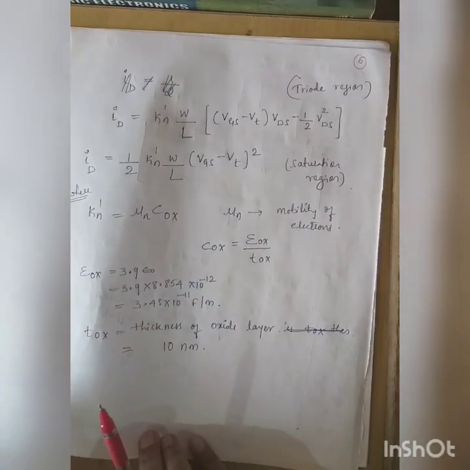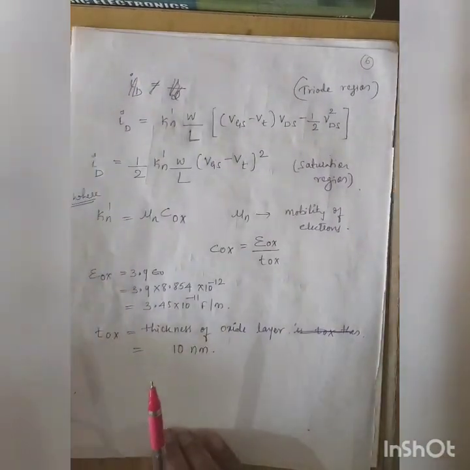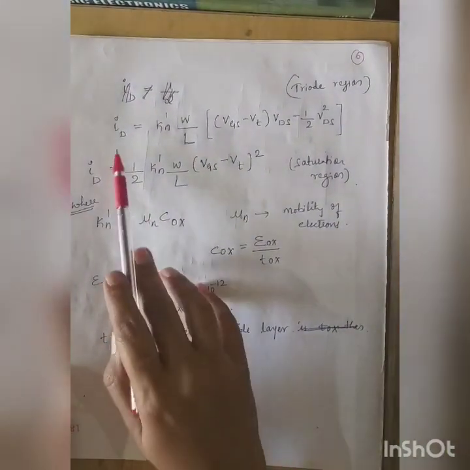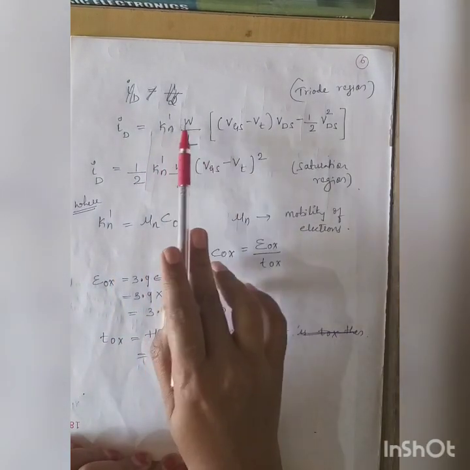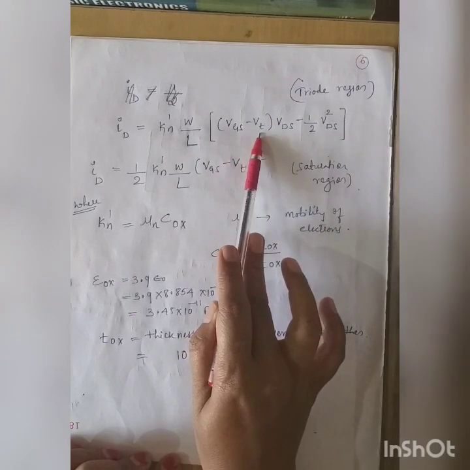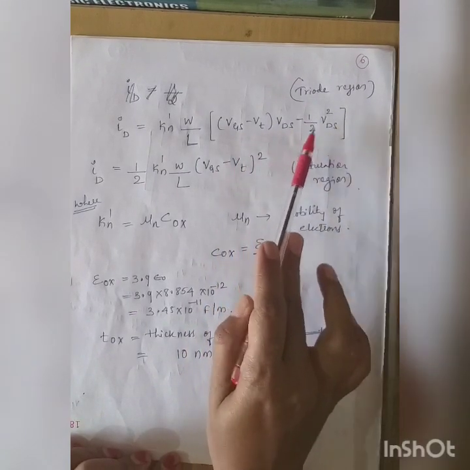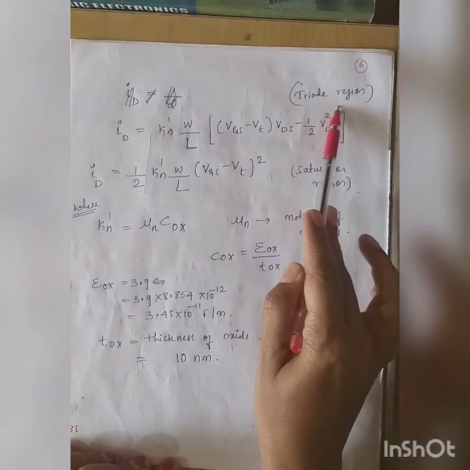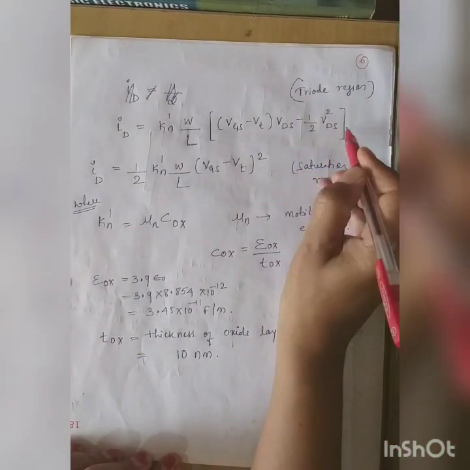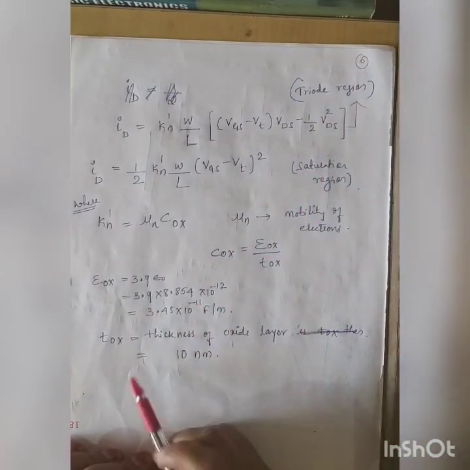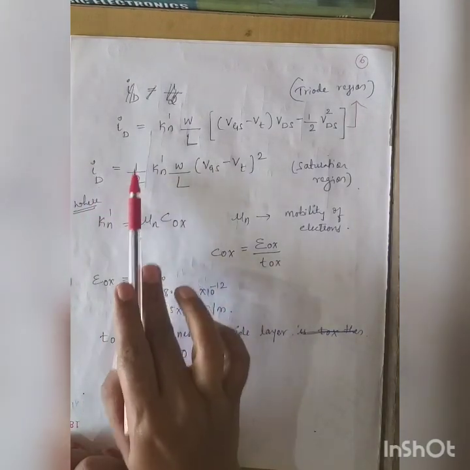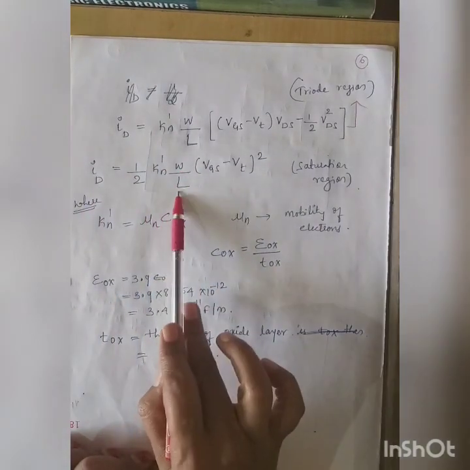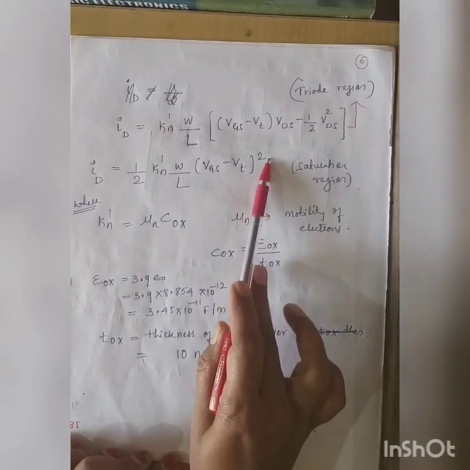So the current ID will be given by this equation here. Just see, ID is Kn dash W by L, VGS minus VT, VDS minus 1 by 2 VDS square. This equation is for the triode region, whereas in the saturation region ID is given by half Kn dash W by L, VGS minus VT square.